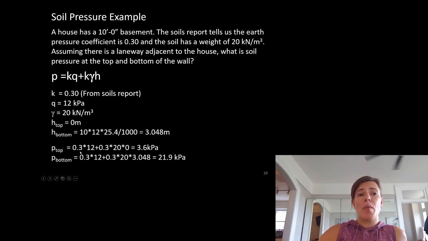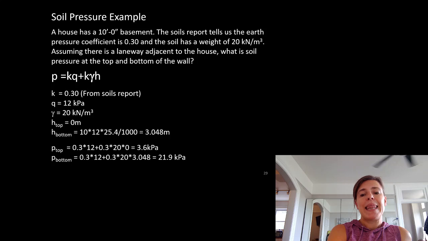At the top, we've got 0.3 times 12 plus our 0.3 times 20 times 0, because at the top there's no height. So it looks like the only thing causing this to try to push in is the surcharge, or 3.6 kPa trying to push in sideways. At 10 feet down, which is about a normal basement, we have 0.3 times 12, which is that same surcharge load, plus 0.3 times 20 times the height of where we are, which is 3.048, giving us 21.9 kPa at the bottom of the wall.